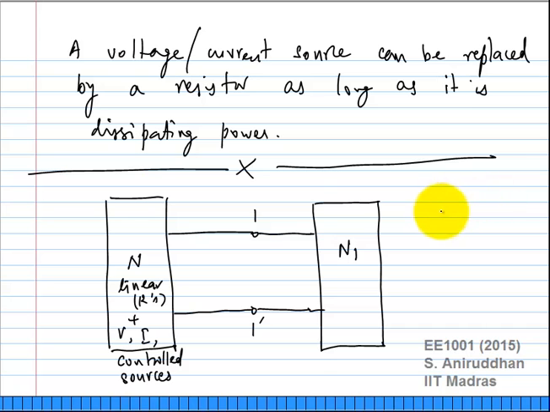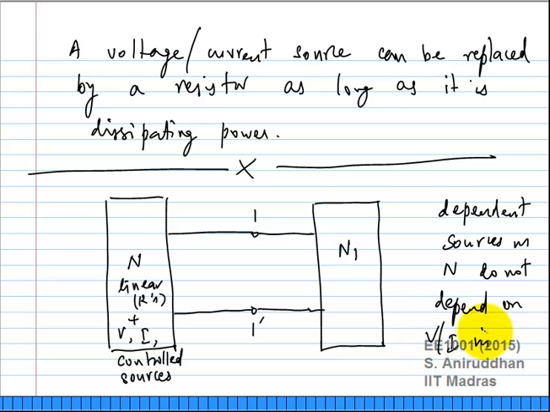So dependent sources in N do not depend on voltage or current in N1. That is the restriction I am pointing out, but I am not putting any restriction on N1, except for this. N1 can even have nonlinear elements. It doesn't have to consist only of resistors or whatever. So let us say this voltage was some Vx, and let us say this current was Ix.